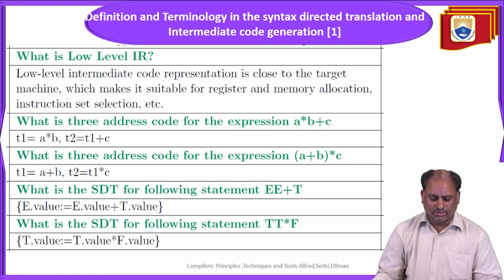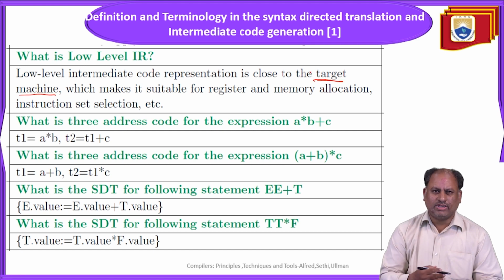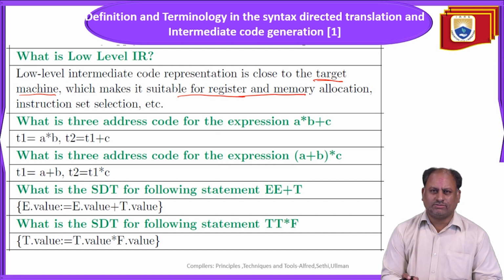What is low level IR? This is the low level intermediate representation, where the high level one is close to the source code, this is close to the target code. So that's why low levels are very machine specific. They are mainly used for storage, registers and memory allocation, and instruction selection, and this makes a difference with the high level one. So this is the low level representation.